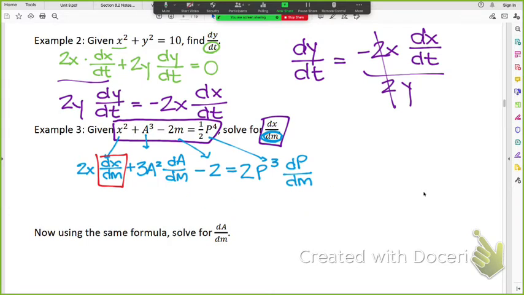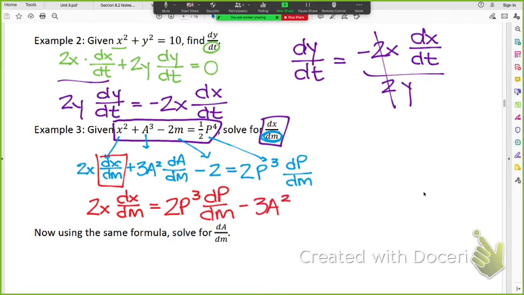So that gives me 2x dx dm equals 2p cubed dp dm minus 3a squared dA dm plus 2. What's the only thing we have to get rid of? Divide by 2x, which would be my final answer. We can't cancel, right? You can't because of that 3 in front of the a. Yes.